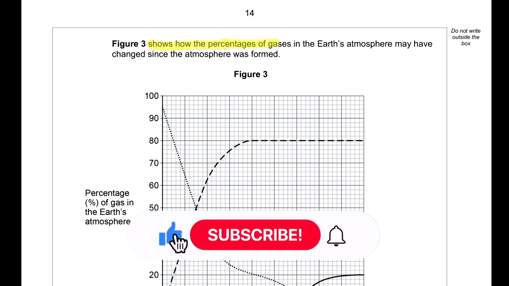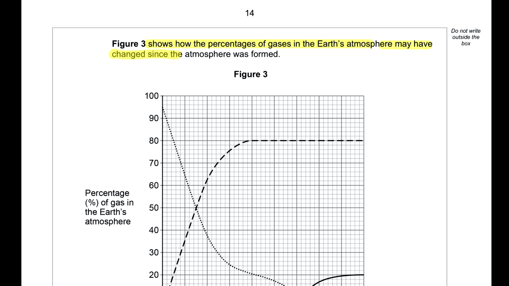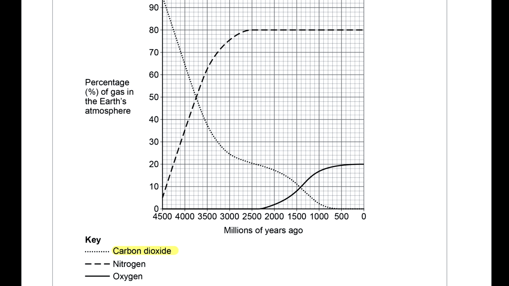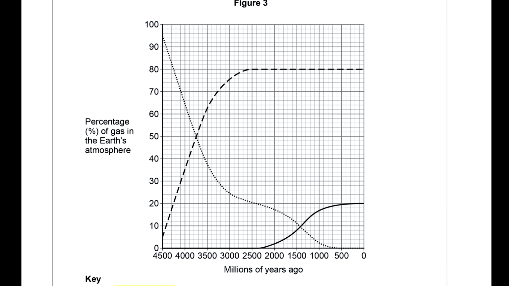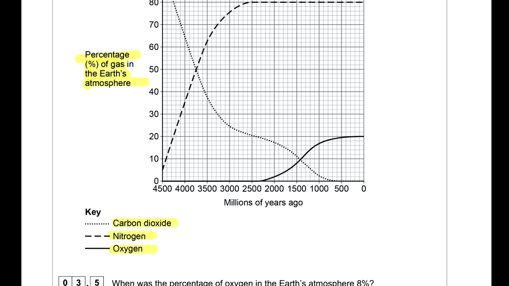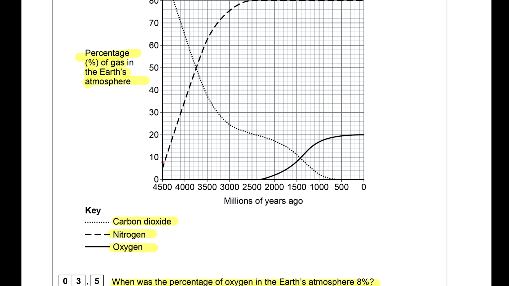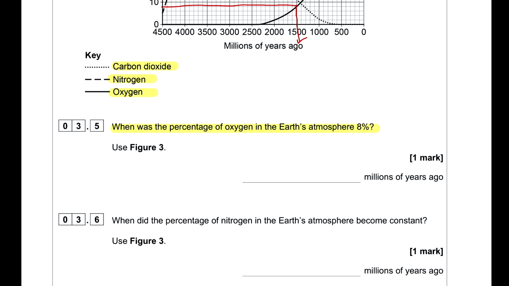Figure 3 shows how the percentage of gases in Earth's atmosphere may have changed since the atmosphere was formed. You can see carbon dioxide, nitrogen, and oxygen. The percentages of the gases are represented in the diagram, and we can see how different gases are formed over what period of time. When was the percentage of oxygen in the Earth's atmosphere 8%? 8% is this much, and that was 1500 million years ago.